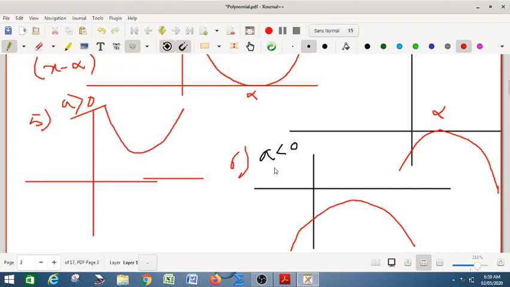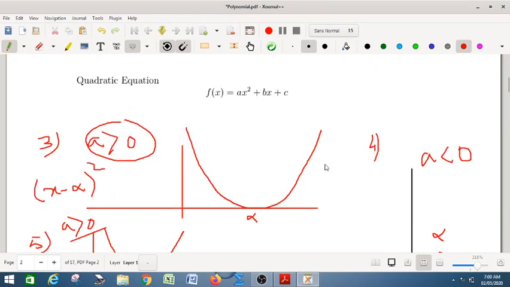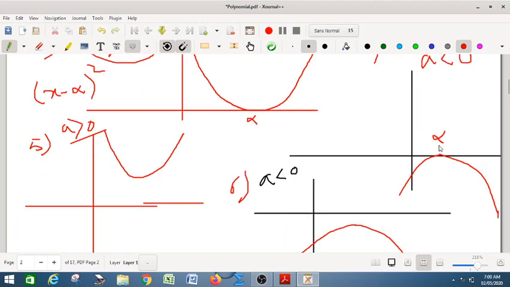So these are the cases where you have two different factors, x minus alpha into x minus beta. That is, this can be written as x minus alpha into x minus beta. So you have two different zeros at the x-axis. It cuts the x-axis at two different points, a greater than 0, a less than 0. You have two same factors, a greater than 0, a less than 0. You have this diagram, it touches the x-axis. So alpha is the only zero.